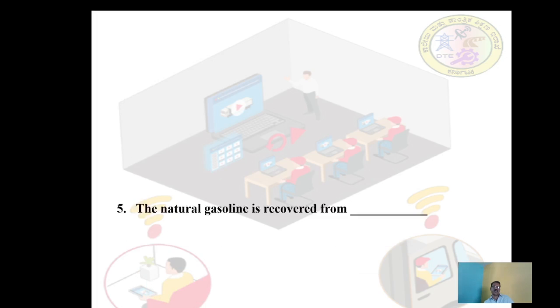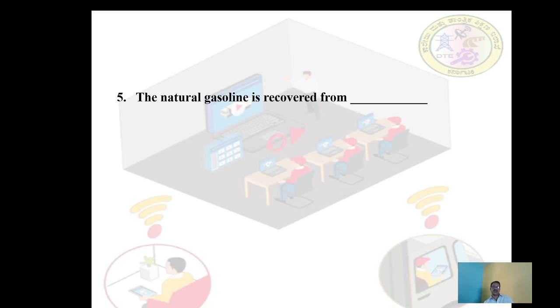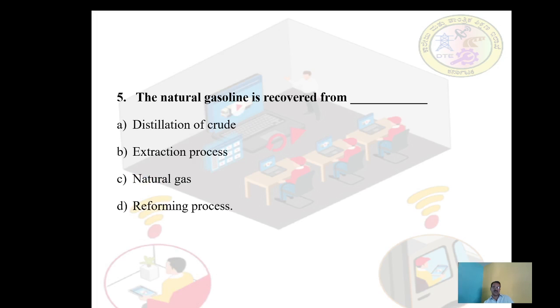Question number 5. The natural gasoline is recovered from dash. Option A, distillation of crude; Option B, extraction process; Option C, natural gas; Option D, reforming process. Option C is the right answer.